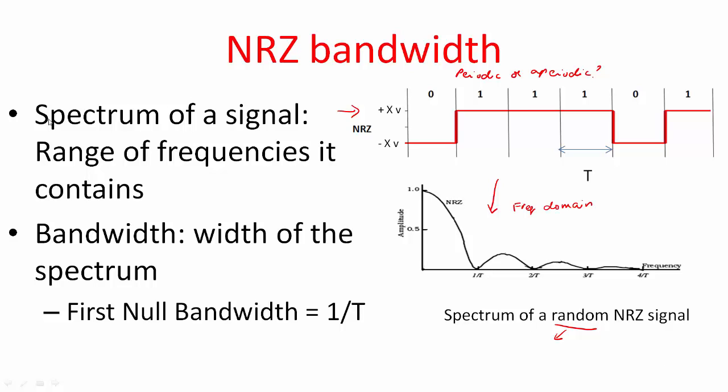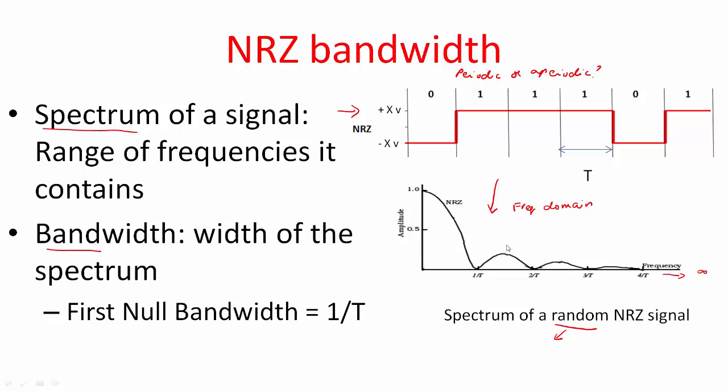One is the spectrum of a signal, another is the bandwidth. So the spectrum of a signal is nothing but the range of frequencies it contains. So this signal contains all these frequencies. In fact, these frequencies go all the way till infinity. Now the bandwidth is nothing but the width of the spectrum, that is all the frequency components that are present as part of this particular signal.